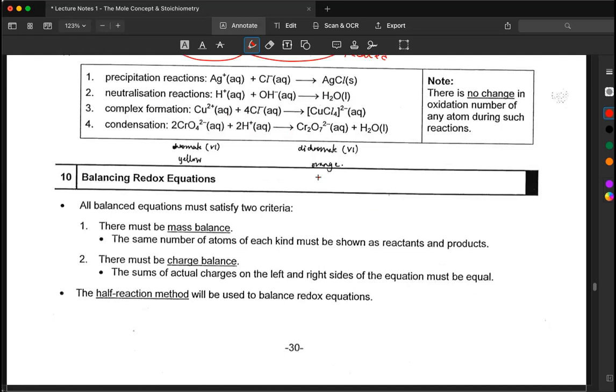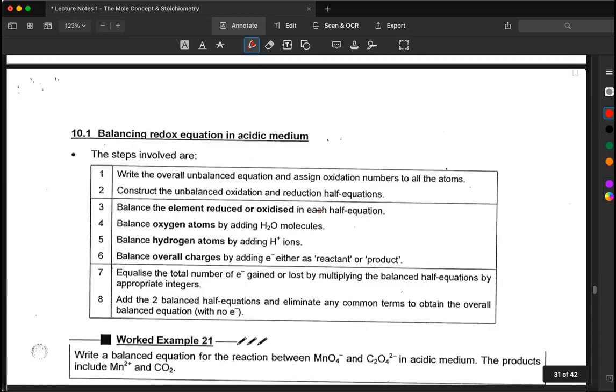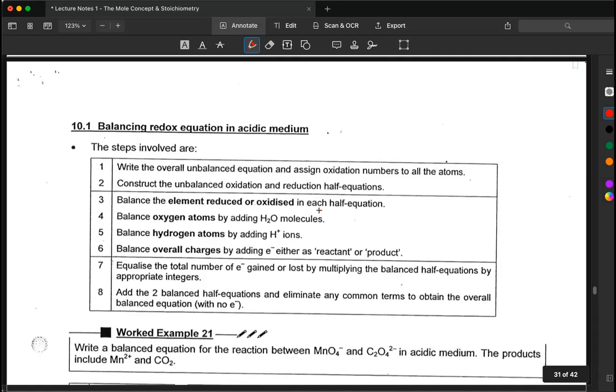Now, how to balance redox reactions? All balanced equations must satisfy two criteria. Number one, there must be mass balance. Number two, there must be charge balance. So this is the part that you have to pay attention to. Okay? Balancing redox reaction equations in an acidic medium. So the steps involved are like that.